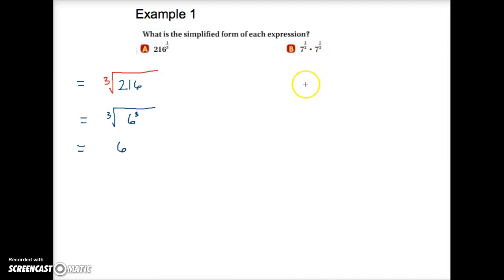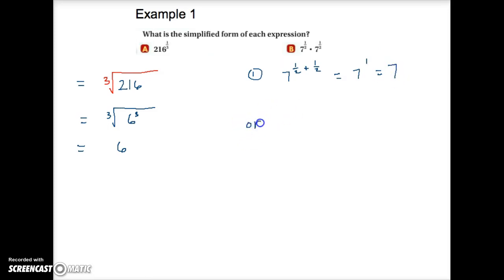We have 7 to the 1/2 times 7 to the 1/2. We looked at an example like this earlier. We could simply use our properties of exponents. So there's two ways of doing this. Method 1, we can add our exponents, 7 to the 1/2 plus 1/2, which is 7 to the 1st, or just 7.